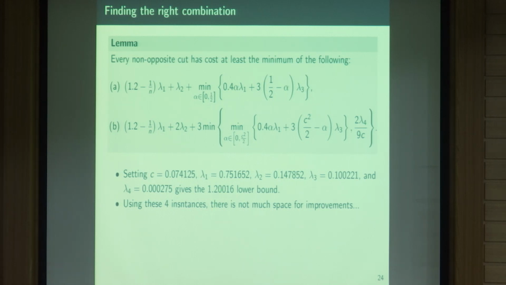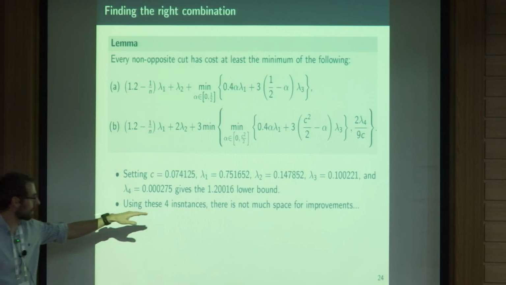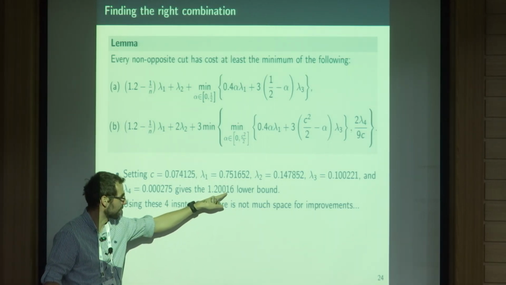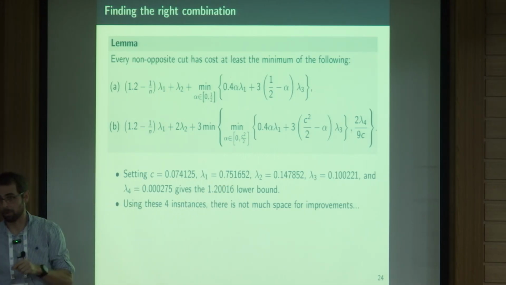We were very happy to see that at least you can go above 1.2. You might ask whether this is the best that you can get here. We don't know, but using these four instances, actually you can show that there's not much space for improvement. So I think we can verify that just using these instances, you get an upper bound of what you can prove here, where you have 6 instead of 1 in the 4 digits. So just using these 4 instances, we are not helped too much.